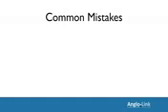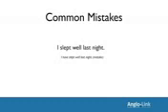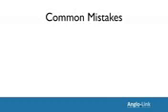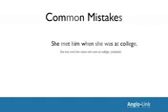Another example, "I have slept well last night." Once again, last night refers to a specific time in the past, so we need to use the past simple. I slept well last night. Another example, "She has met him when she was at college." Again, when she was at college refers to a specific period of time in the past, and therefore we should use past simple. She met him when she was at college.